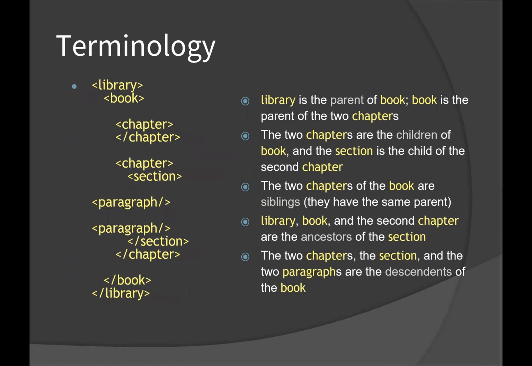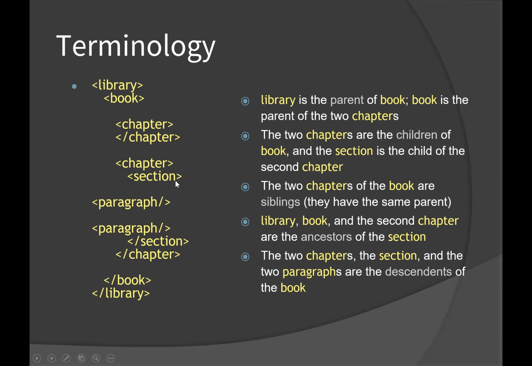So, a few terminologies. Let's quickly understand. We have a library, and we assume that there is a book. Each book will have chapters. They'll have paragraphs. The paragraph will have sections, and they may also have chapters. Library is the parent of book. Book is the parent of these two chapters. The two chapters are the children of book. And the section is a child of the second chapter.